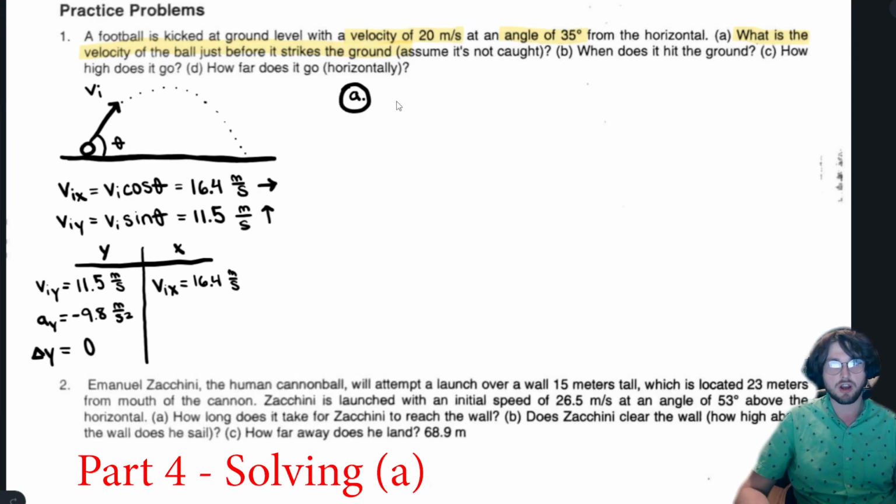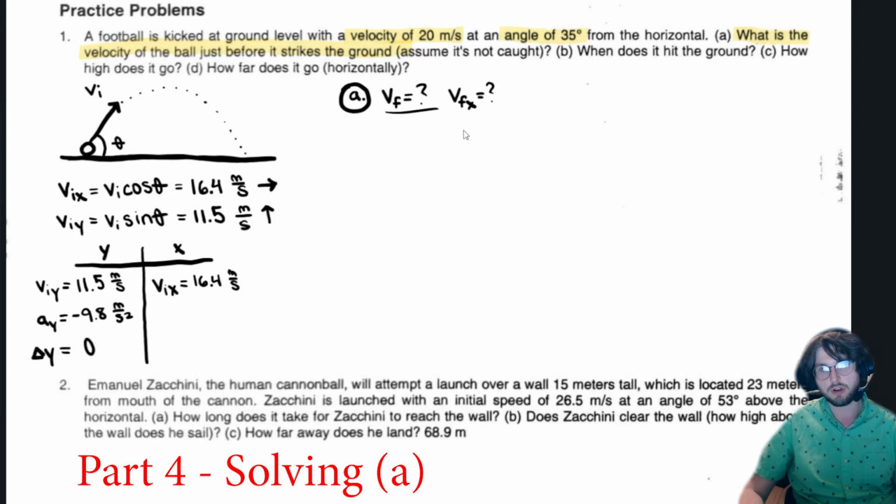When it's saying velocity just before it strikes the ground, that's basically saying the final velocity when it reaches the other side of this parabola. Now, another crucial thing is that it's looking for the total final velocity. So you're going to need to ideally invoke some Pythagorean theorem by the end of this. So the good news is half of this question is already accounted for. So we're looking for the final velocity in the x direction and the final velocity in the y direction.